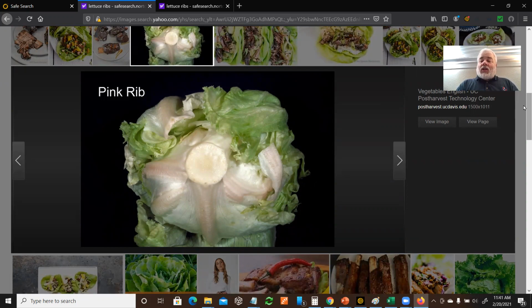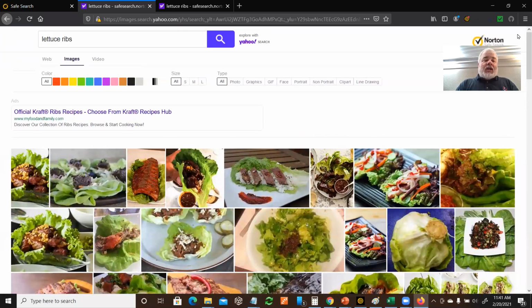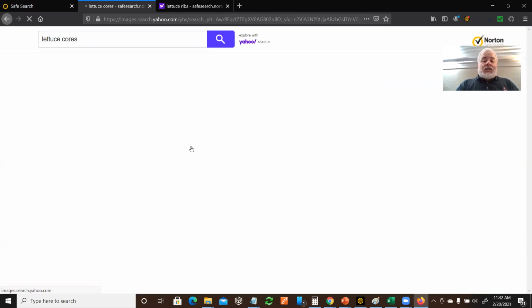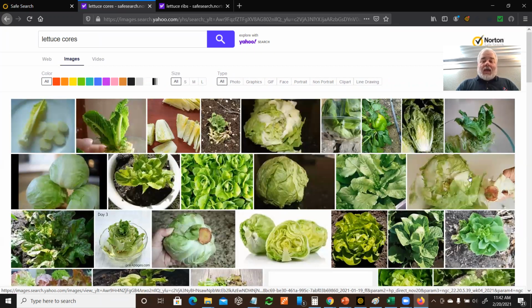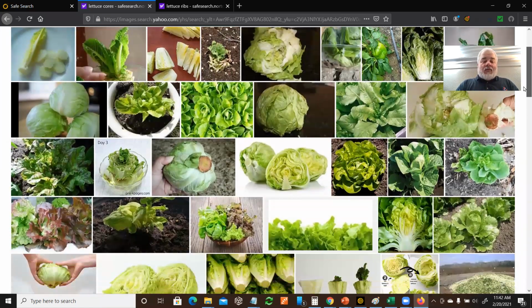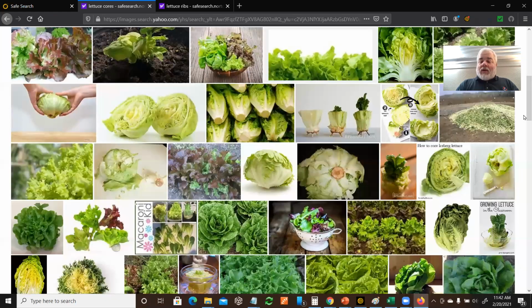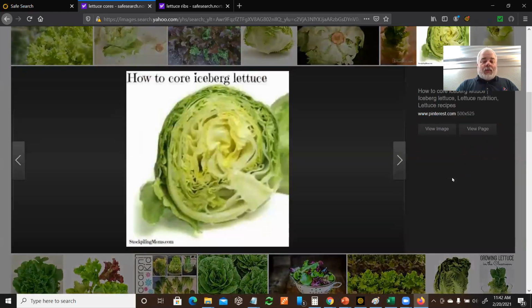You want those ribs to be low and tight to the head. And that can be partly genetic and partly environmental, the weather in which those plants grew. And then the cores are the stems, because lettuce is actually a rosette of leaves around a central core. And so here is the core.